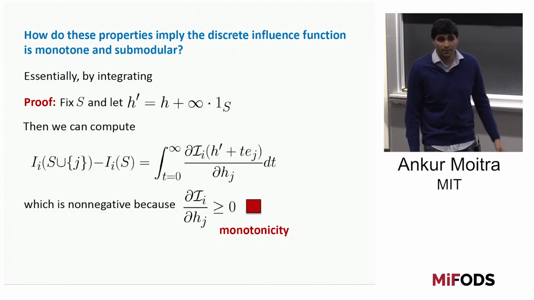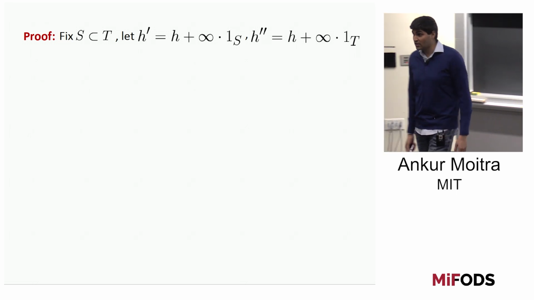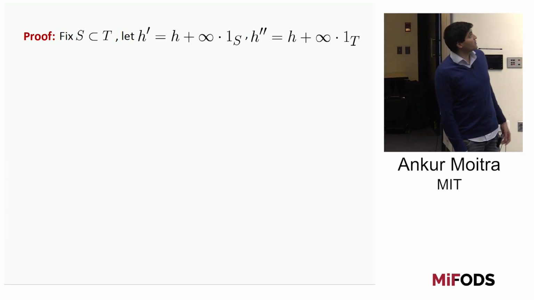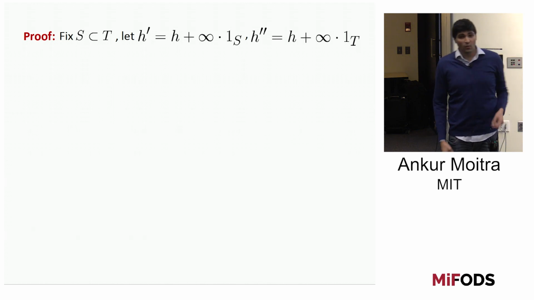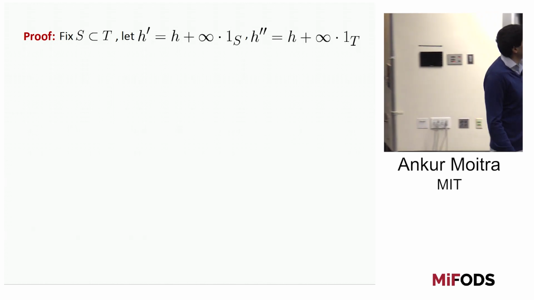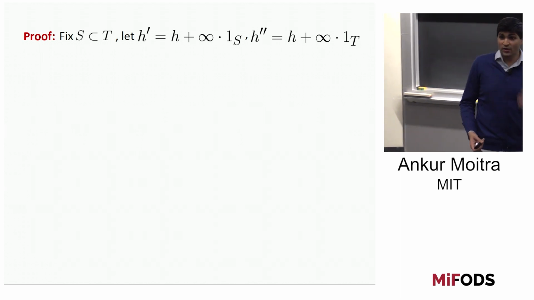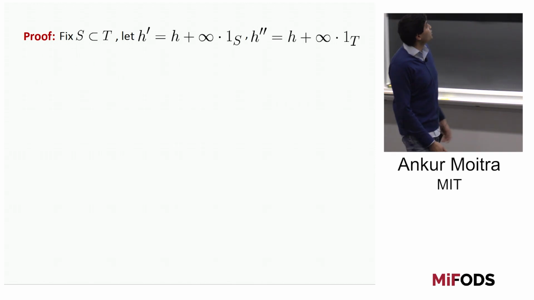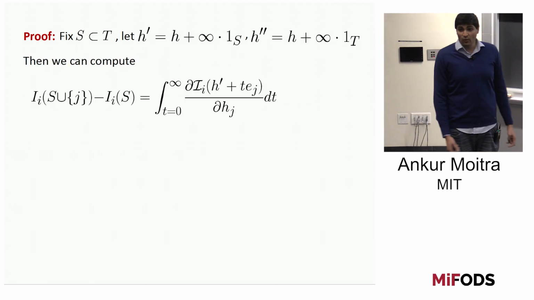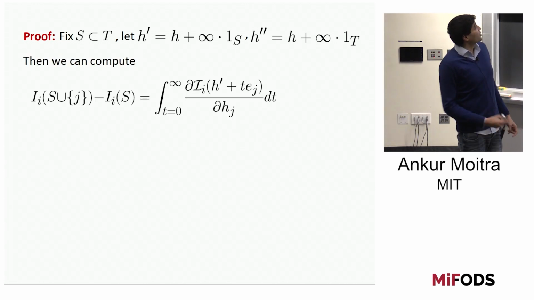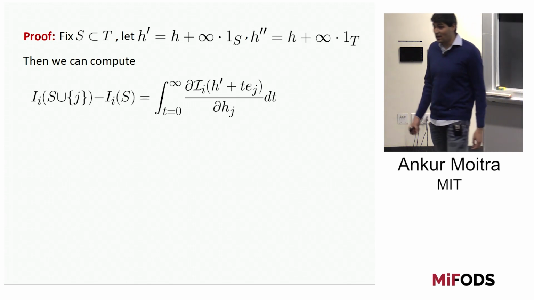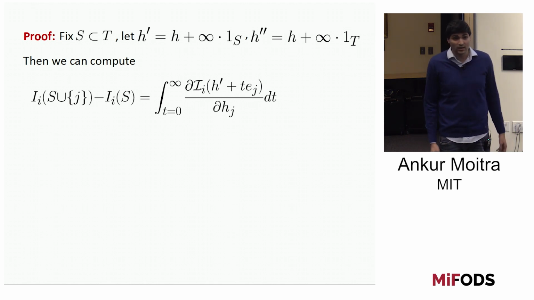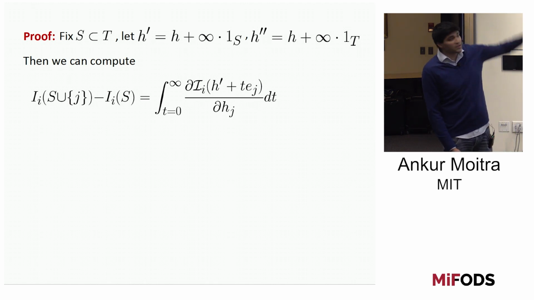That comes immediately. We can actually do submodularity the same way. It'll just be slightly more complicated because now we have 2 sets. We have S and we have T. And we do the same thing where we create these new vectors of external fields, H prime and H double prime, where we set the coordinates in S and T respectively to be plus infinity. And how are we going to show this diminishing returns property, that the marginal increase that you get when you add j to the set S is larger than the marginal increase that you get when you add it to the set T, where T contains S? You do the same exact computation.